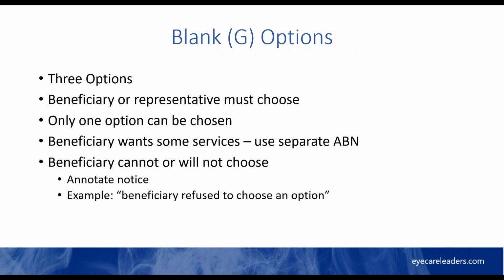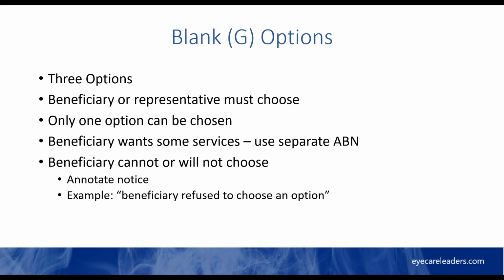Blank G is options. So this is options for the beneficiary to choose. You are not allowed to pre-select an option. The beneficiary or representative must choose only one option. However, at the beneficiary's request, you may enter the beneficiary's selection if he or she is physically unable. In that instance, you would note the ABN in that situation.